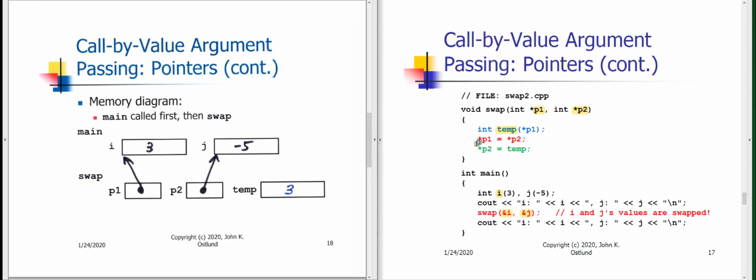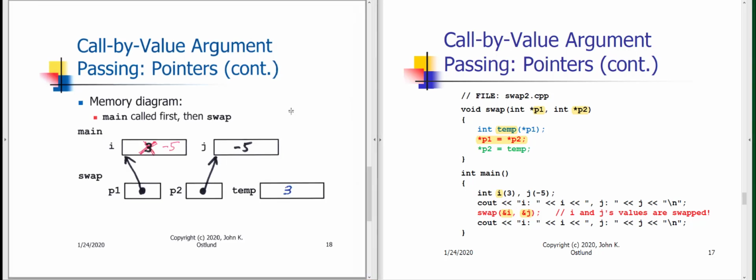The second statement in swap says *p1 gets *p2. All right, so p1 is pointing at i. *p1, therefore, is i. And now what I'm saying here is main's i gets *p2, well, *p2 is main's j. So main's i is going to get the contents of main's j. That means that the 3 that was in i, that is, that was in *p1, is going to get replaced with the -5 that is in *p2. And therefore we have this situation now.